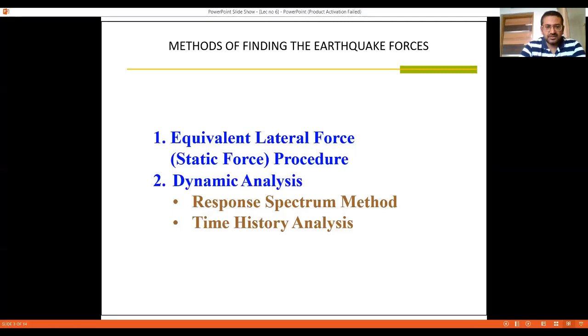So three methods are there: the equivalent lateral force method, the response spectrum method, and time history analysis. If you have a very simple structure of low height, then the equivalent lateral force method is a good method. If you have a multi-story building of a regular structure, then the response spectrum method is the appropriate method. And if you have an irregular structure, or rather an irregular multi-story structure, then time history analysis is the best method.